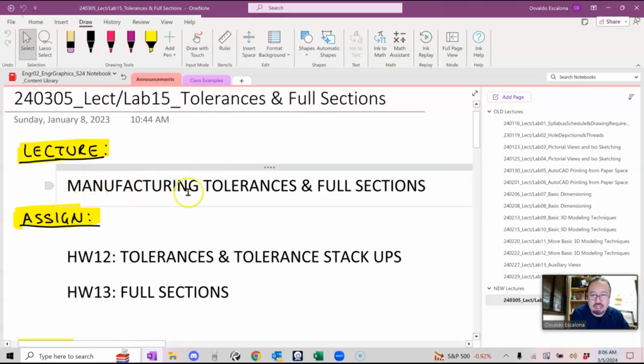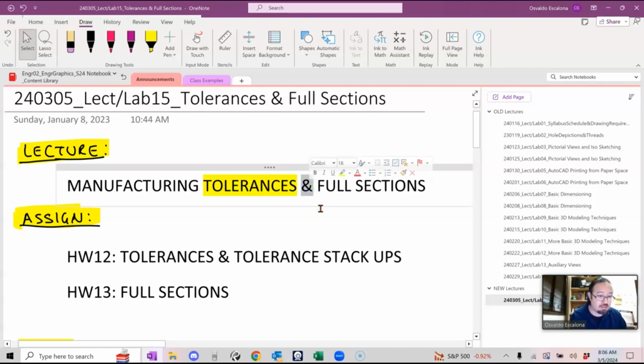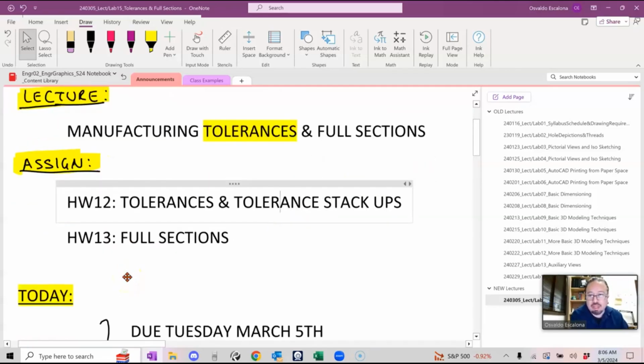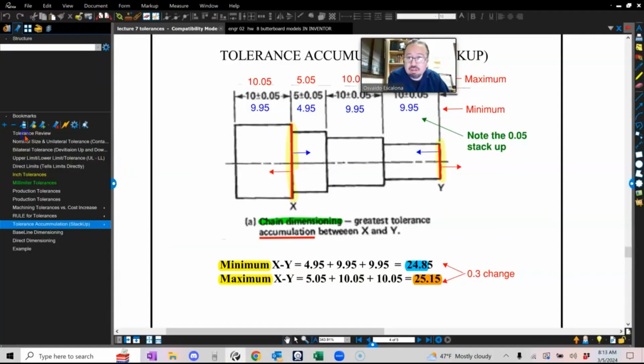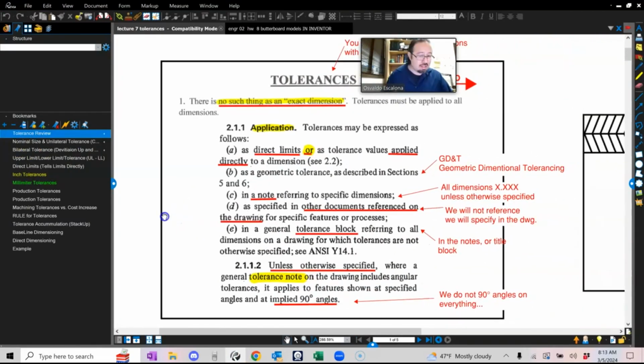Okay, so in terms of the lecture, we are going to be talking about manufacturing tolerances. Full sections will actually be covered on Thursday, but this Thursday I will not be giving lecture and I will not be in the lab. So again, you guys most likely will have to work remotely, just like before. I'm going to assign you two new homeworks, homework number 12 and homework number 13. Okay, tolerances. What is tolerance?